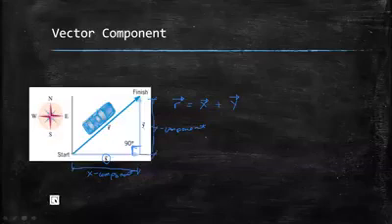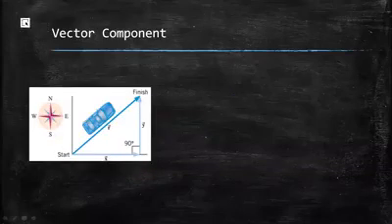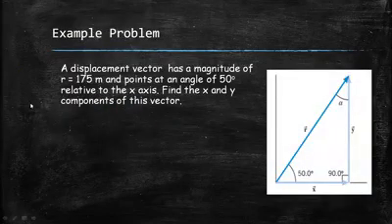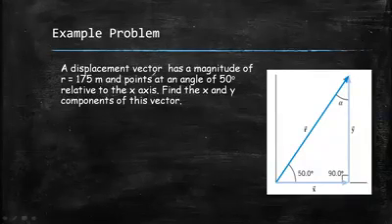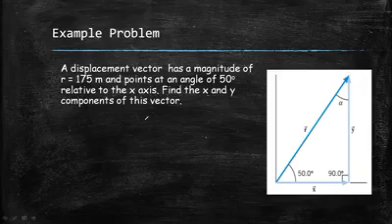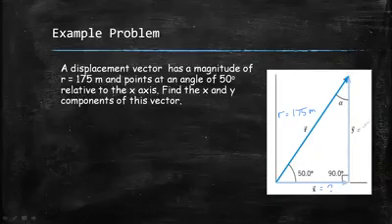Let's have an example. A displacement vector has a magnitude of 175 meters and points at an angle of 50 degrees relative to the x-axis. Find the x and y components of this vector. So we are given r, which is equal to the magnitude, 175 meters, and we are looking for the magnitude of the x component and the magnitude of the y component.